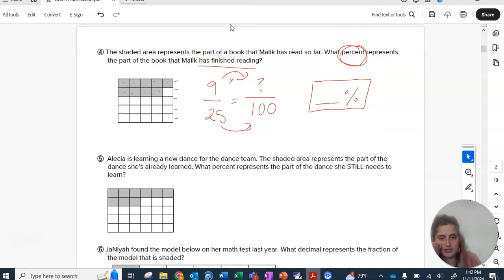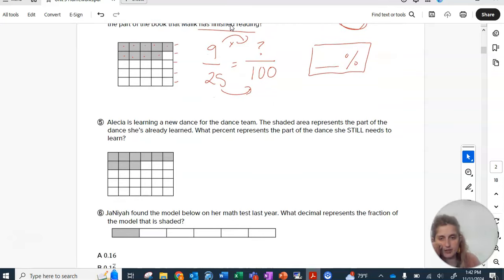Alicia is learning a new dance for the dance team. The shaded area represents the parts of the dance she's already learned. What percent represents the part she still needs to learn? Okay, so you got to think about what color you're counting. Are you counting gray or are you counting white?